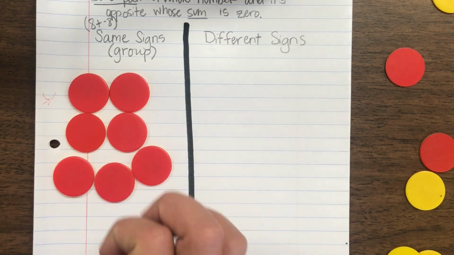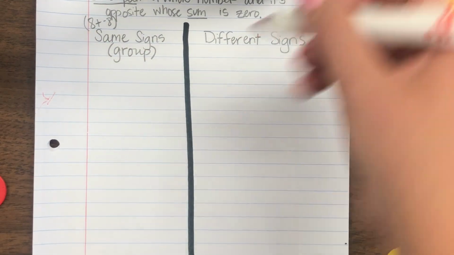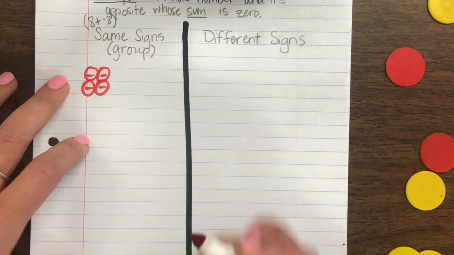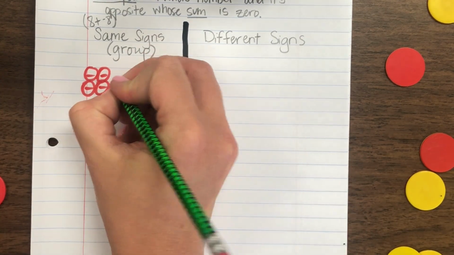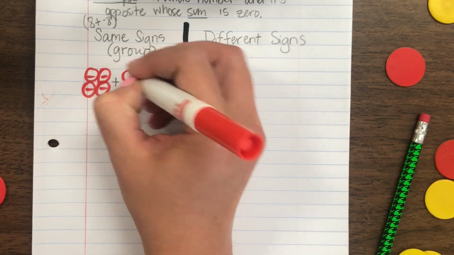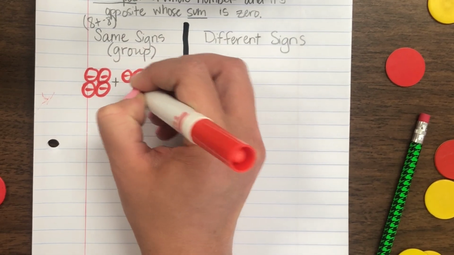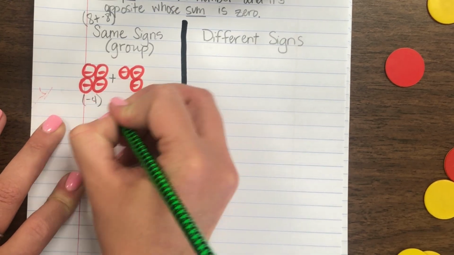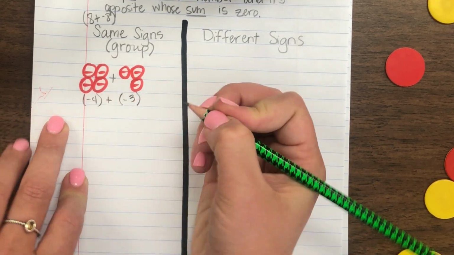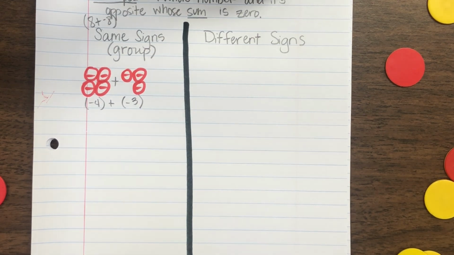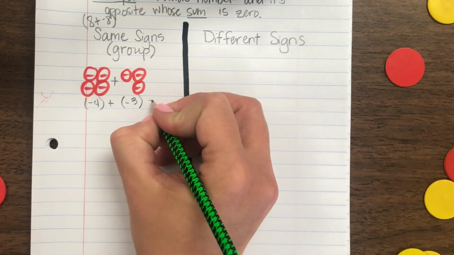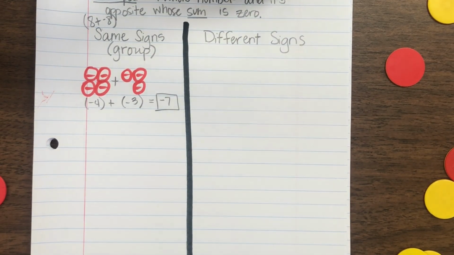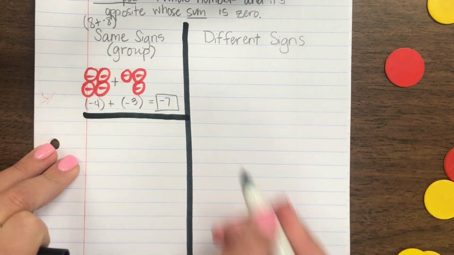This should be review from 6th grade. So we're just gonna draw that in our journal. So let's do our 4 negatives, 2, 3, 4, plus our 3 negatives. So this is -4 plus -3. There's no 0 pairs to cancel out, so our answer is -7. Okay? Easy peasy. I'm gonna go ahead and draw my line, and we'll do our next example.